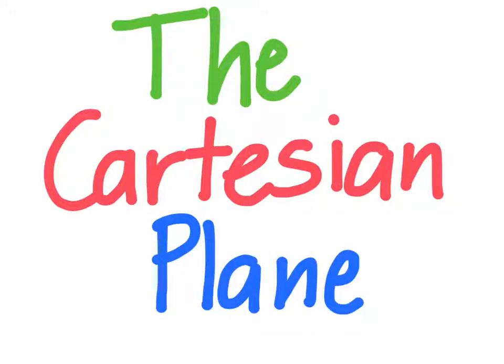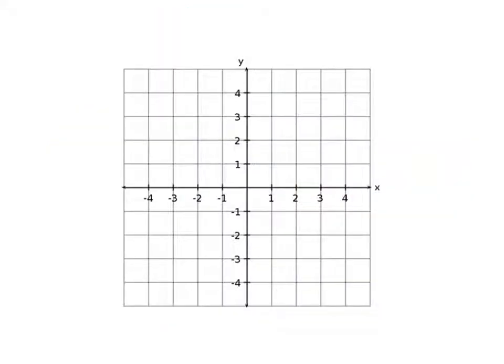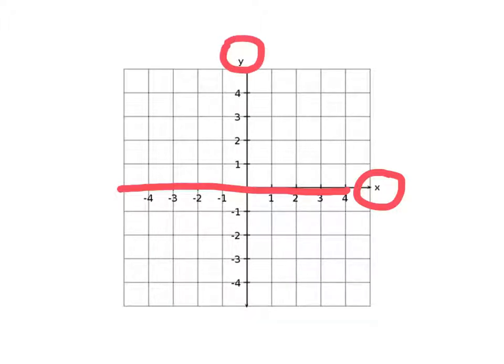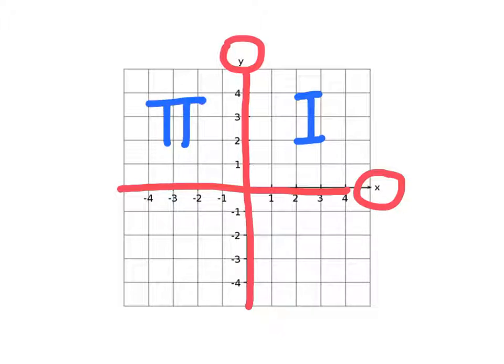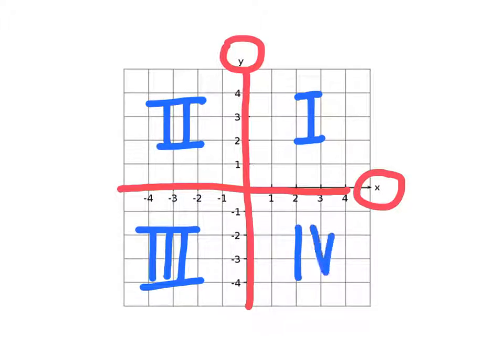In this video, we'll be looking at how to plot points on a Cartesian plane. So we'll start by having a closer look at the Cartesian plane before we plot points. The first thing to note is that the x-axis always runs horizontal and the y-axis always runs vertical. The Cartesian plane is also split into 4 quadrants. So we have quadrant 1, quadrant 2, quadrant 3, and quadrant 4.